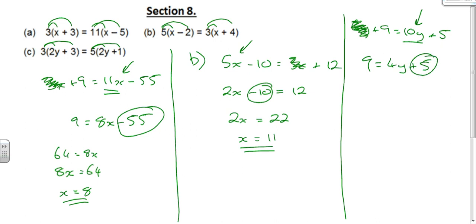I'm now going to get rid of the plus 5 by taking it away. So it's going to be 4 equals 4y. If I write it the other way around, 4y equals 4. And I divide by 4, and I finally end up with y equals 1.